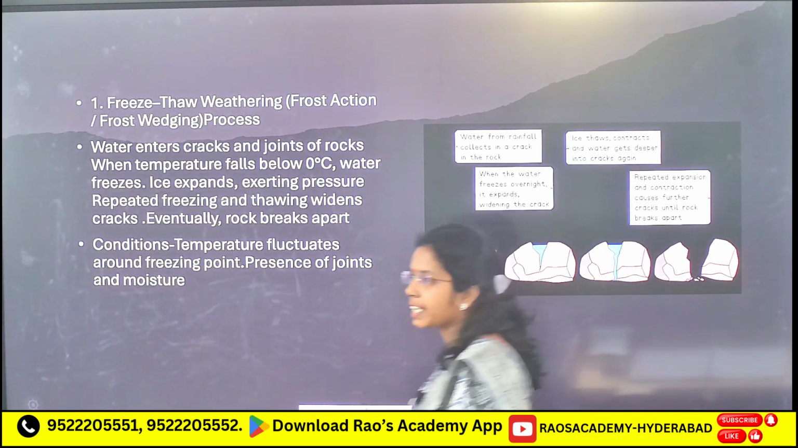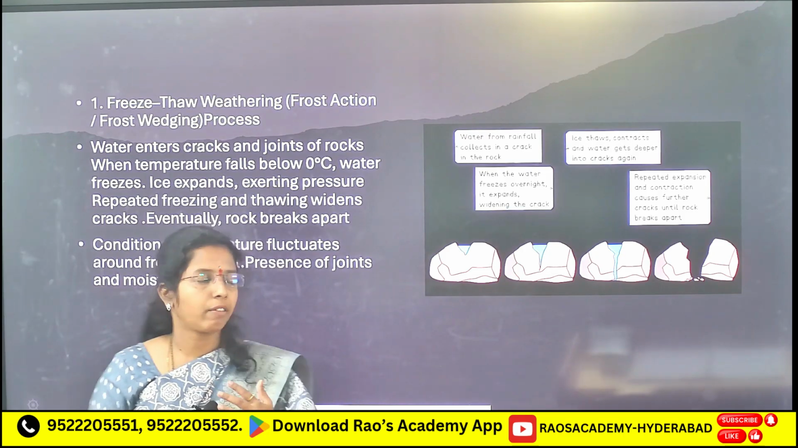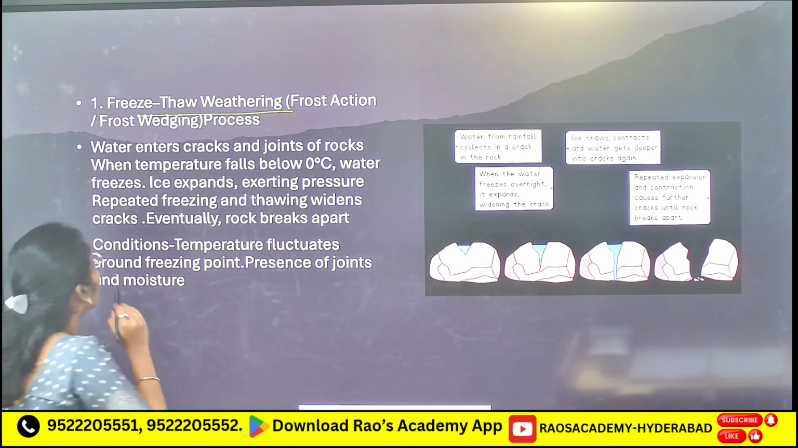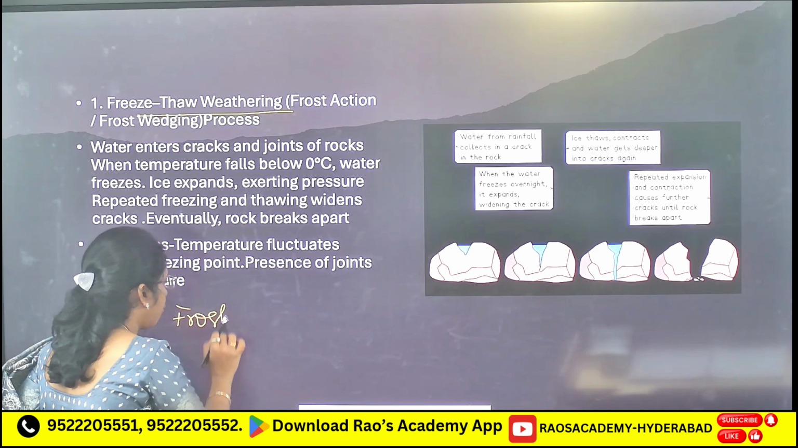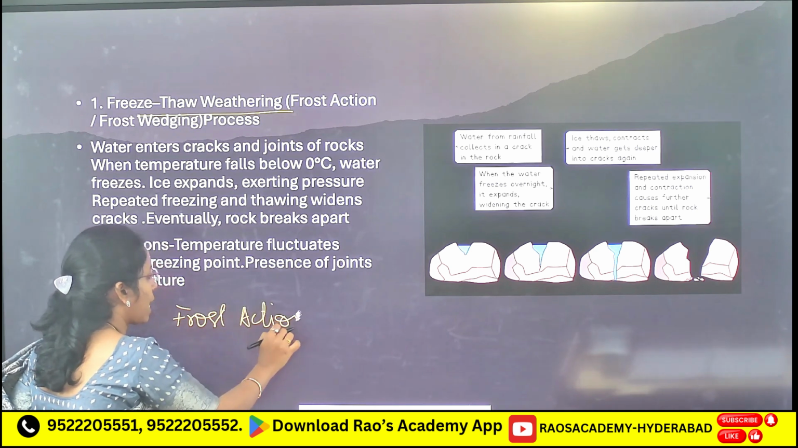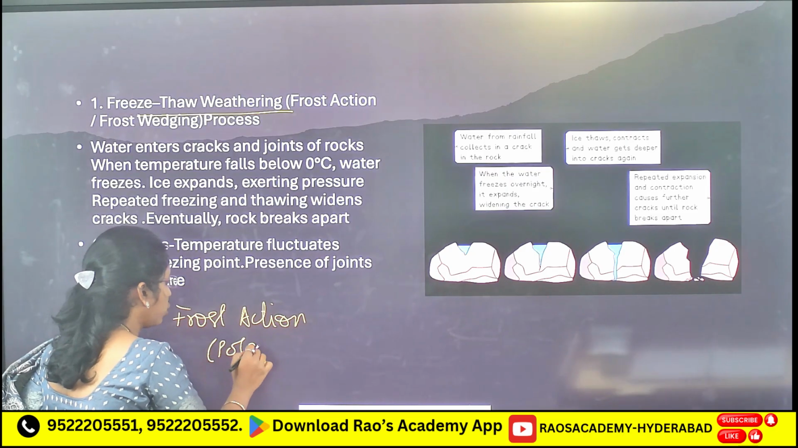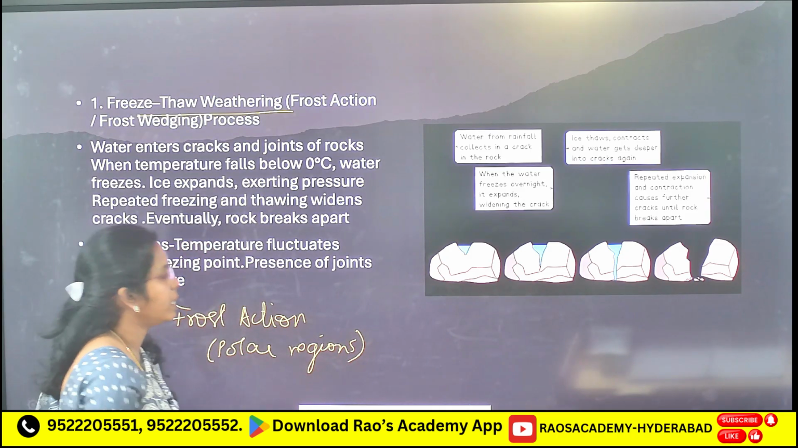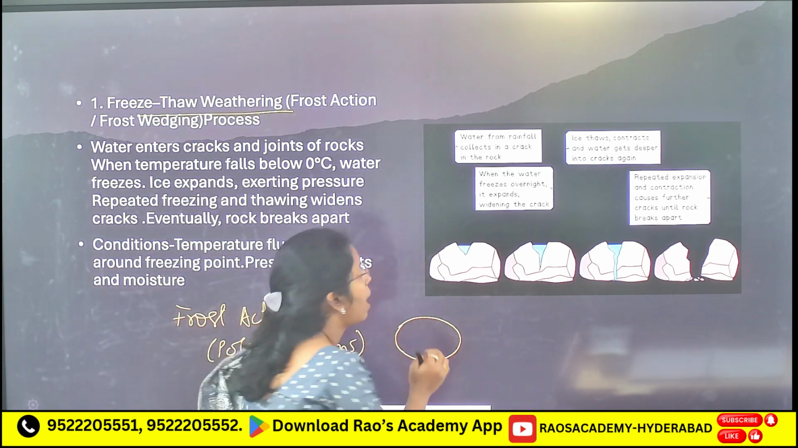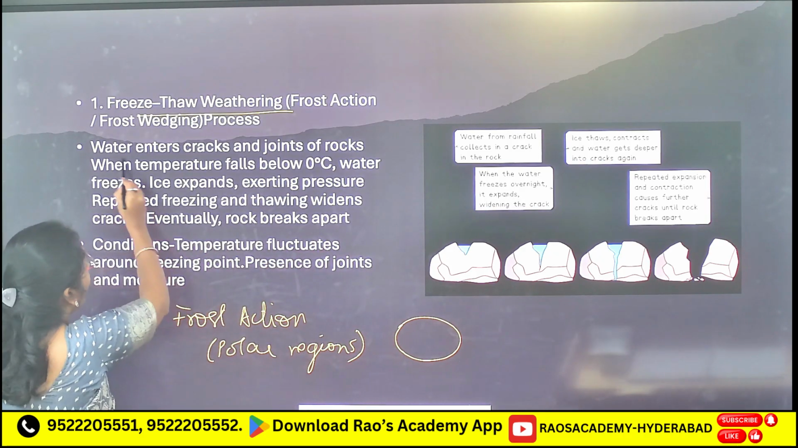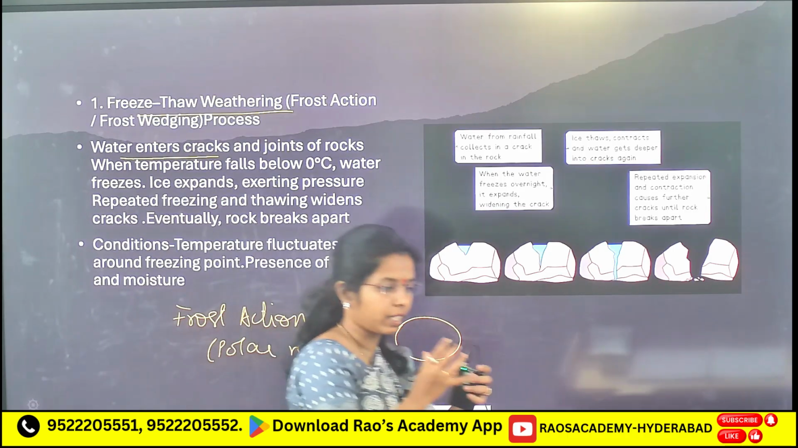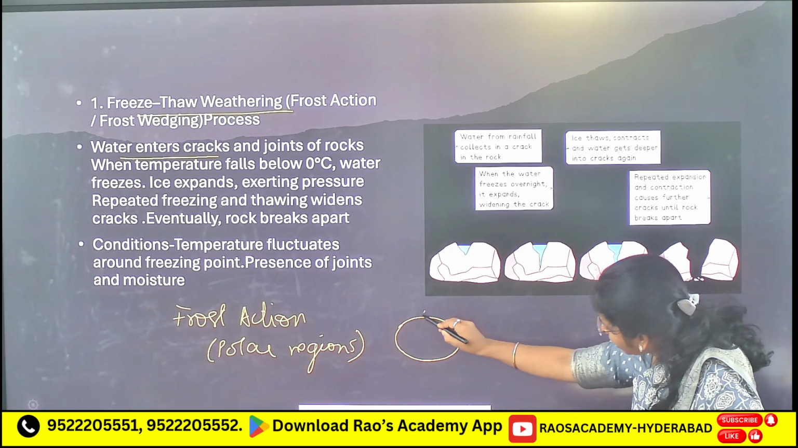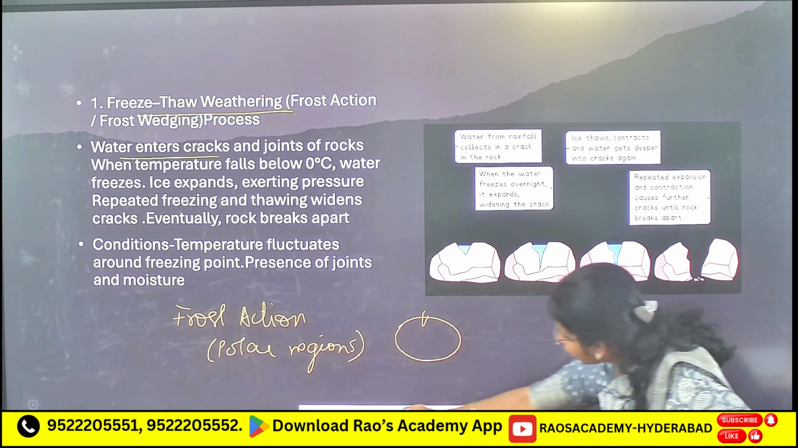Next, in physical weathering we have different types of physical weathering. First one, freeze-thaw weathering, or frost action weathering. This frost action weathering you will see in polar regions or ice-capped, snow-covered regions. What happens here? If this is a rock, because of rainfall, water enters the cracks. If a rock is having cracks, water enters the cracks, and if this is a crack, now here you will see water.